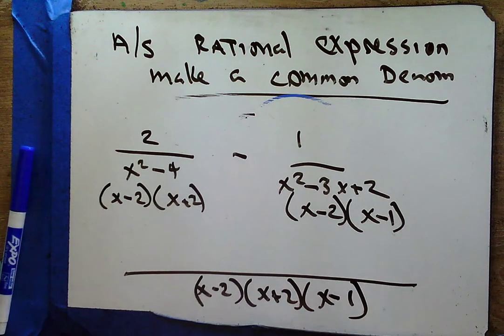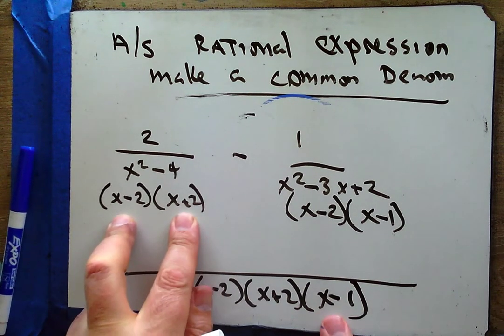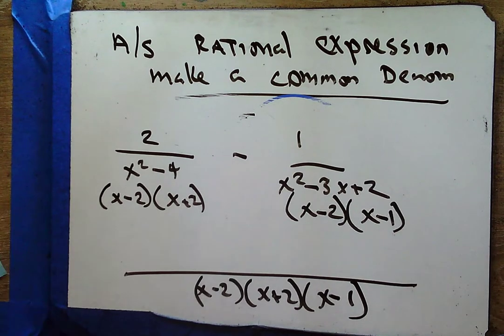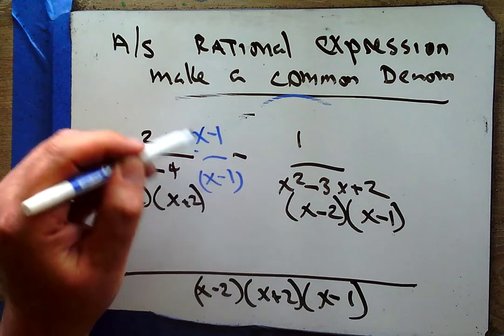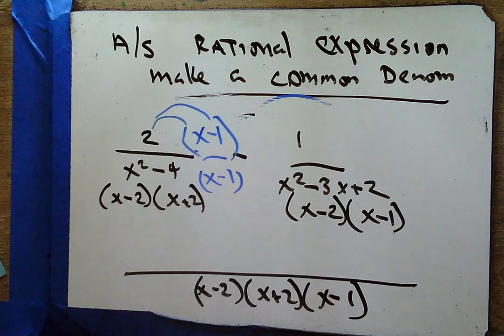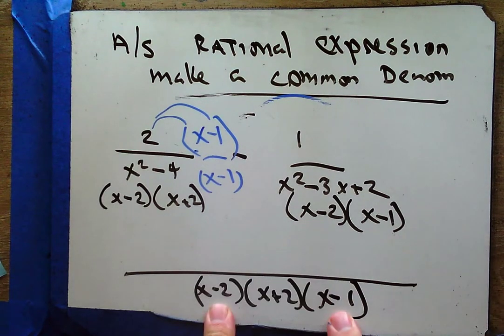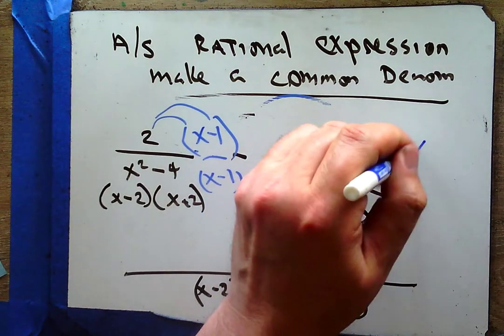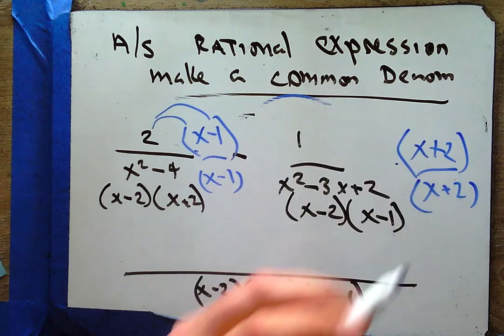That's going to be my common denominator. Well, this has these two, it needs that one. So I'm going to multiply top and bottom by (x minus 1) over (x minus 1). I'm putting the parentheses so that I remember I'll need to distribute them. This fraction has this one and so it needs an (x plus 2). So I'm going to multiply top and bottom by (x plus 2).